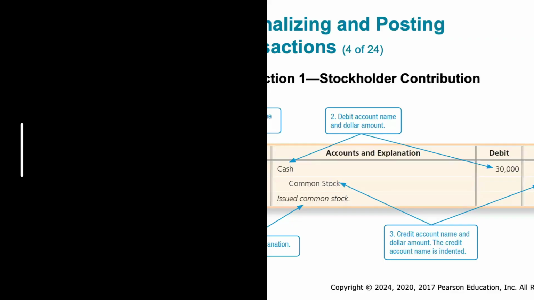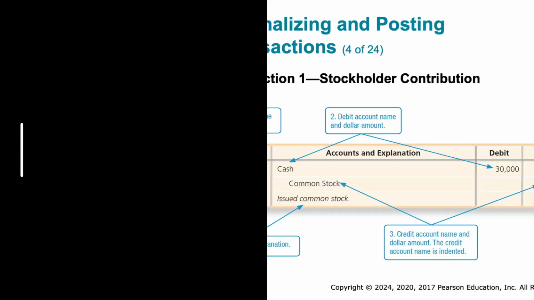Cash is a debit, to the left. Unlike a ledger, when we do a journal entry, the account to the left is our debit. That's going to be on the first line, and that will always be pushed all the way to the left. Debit account's name and dollar amount, and then we put the amount in the debit section to our right, but it's going to be on the left side in the debit.